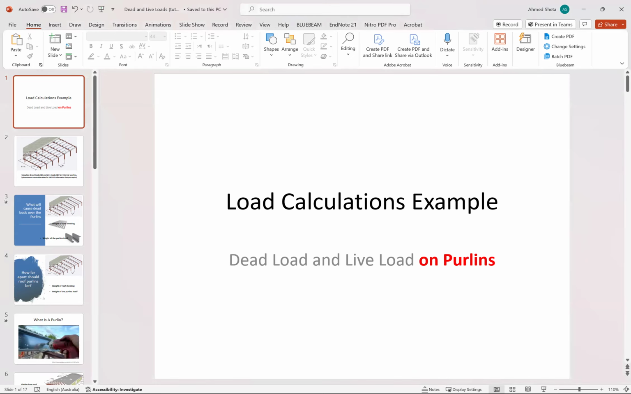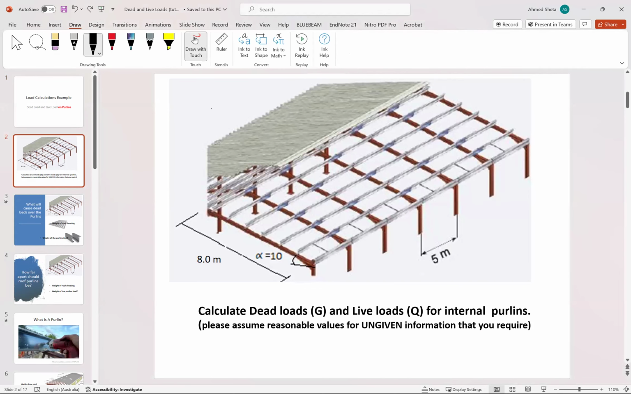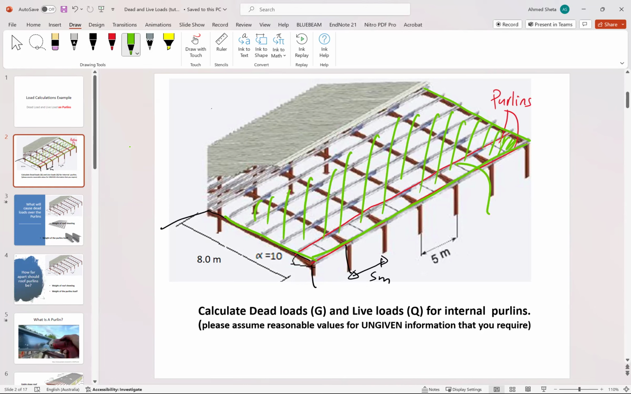Okay, in this example, we have this shed. This shed is a gable shed, and this shed consists of frames. Okay, this frame is repeated every 5 meters, and on top of this frame we have purlins in this direction, the red ones. These are purlins. On top of the purlins we have the roof sheeting, on top here in green. So all this area will be covered with roof sheeting.